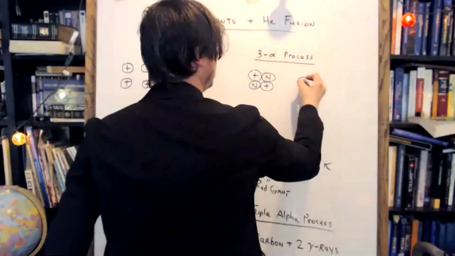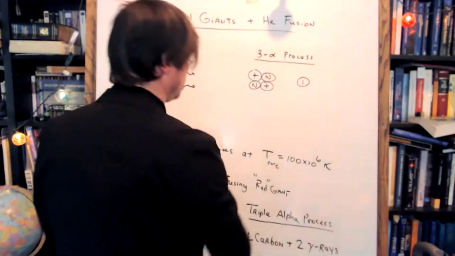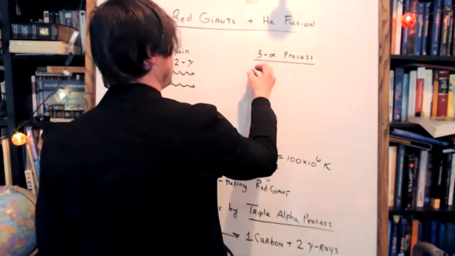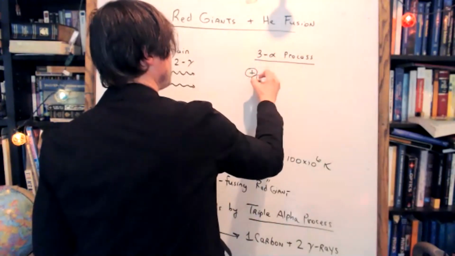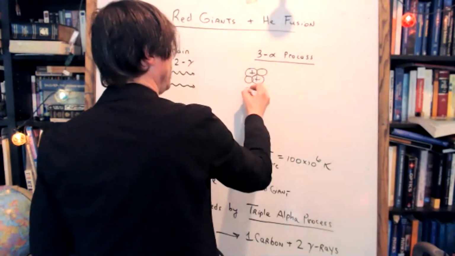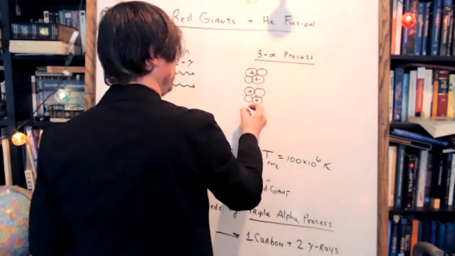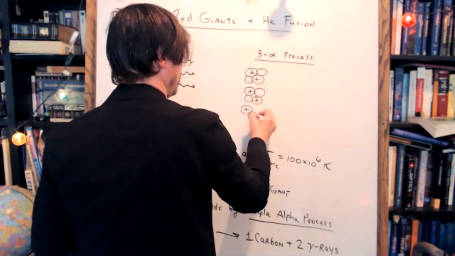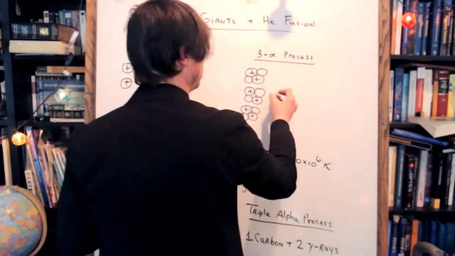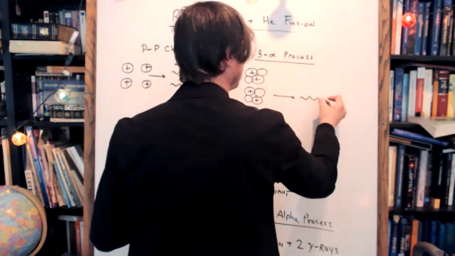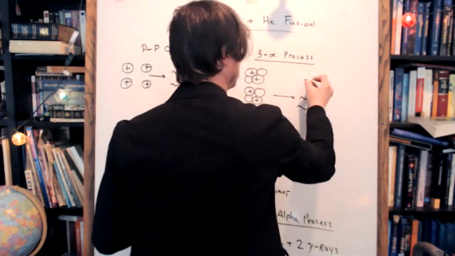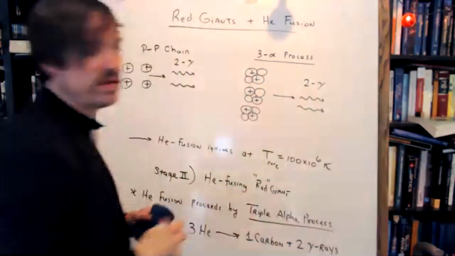So you've got one, let me see if I can do this a little better. 1, 2, 3 alpha particles producing your 2 gamma rays.